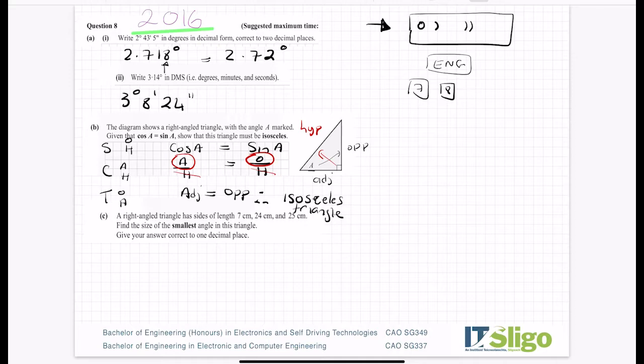Okay, part C, again quite unusual. A right angled triangle has sides of length 7, 24 and 25. Find the size of the smallest angle in the triangle. Okay, now do I have to find all three angles just to see which one is the smallest? Well, no, you don't. So it's a right angled triangle. So let me draw one.